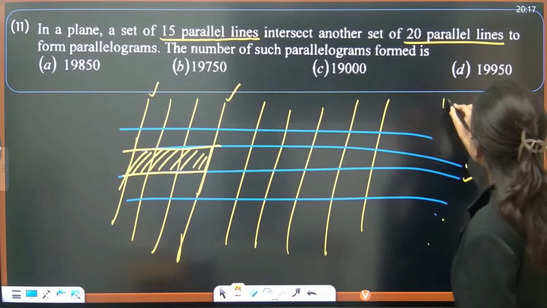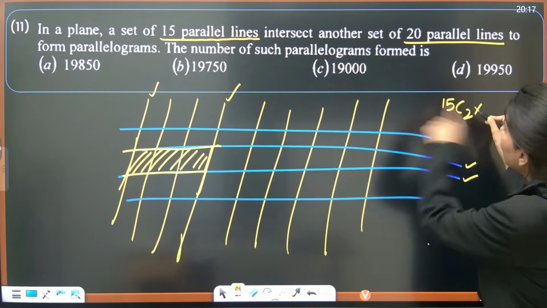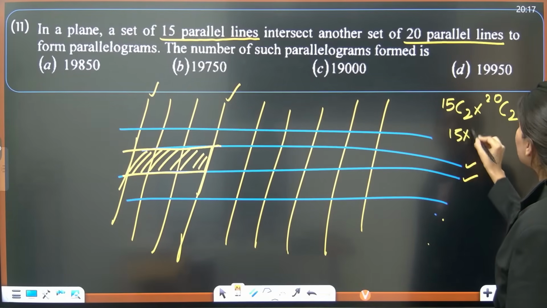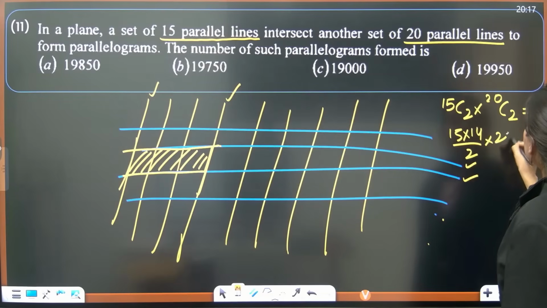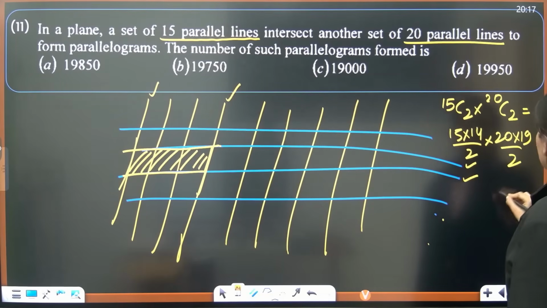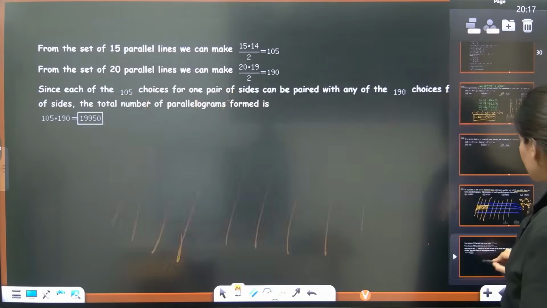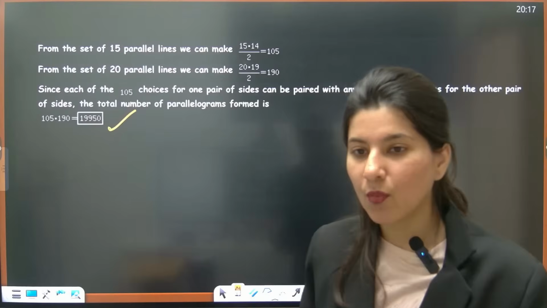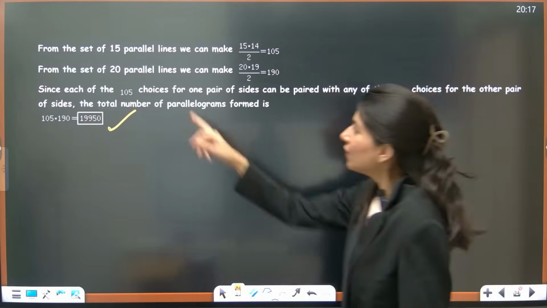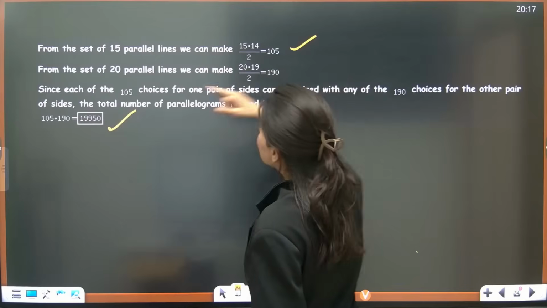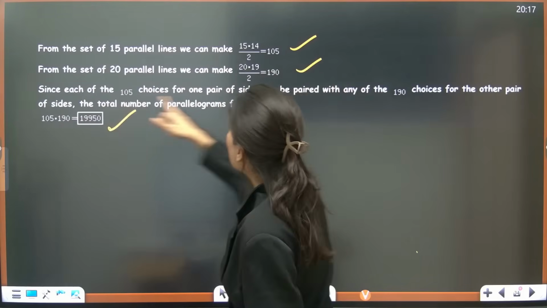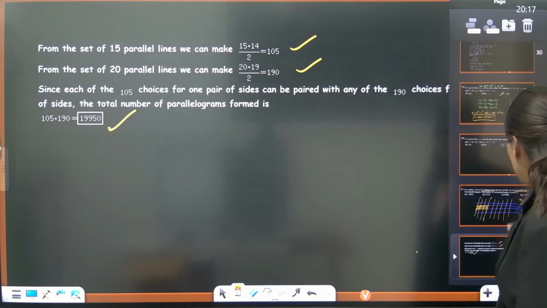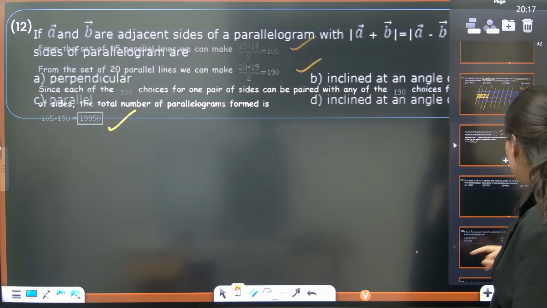So from 15, select 2: 15C2 into 20C2. You are going to get your answer. So 15 into 14 by 2, 20 into 19 by 2. Correct? If you do it correctly, what you are going to get is 19950 will be your answer. So first set of 15 parallel lines, 15C2, 20C2. Now, if you combine both the results, 105 into 190 will give you this answer. Direct calculation is involved over here.